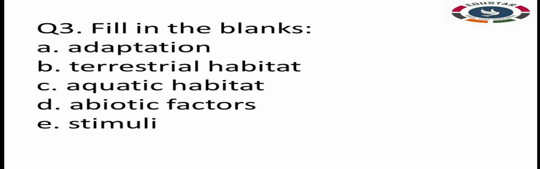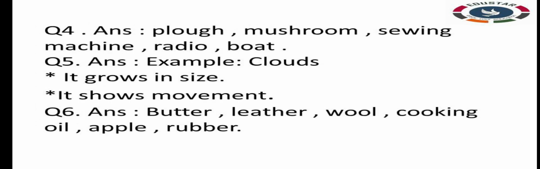Use pencil to write. Fourth one, which of the things in the following list are non-living? So here you need to circle the non-living thing. Use pencil to circle the non-living thing. Plow, mushroom, sewing machine, radio, boat. So these are all non-living things. Water hyacinth and earthworm are living things. So circle the non-living things alone. Use pencil to circle.